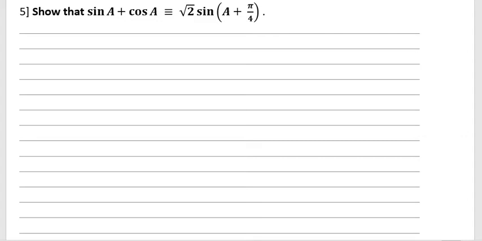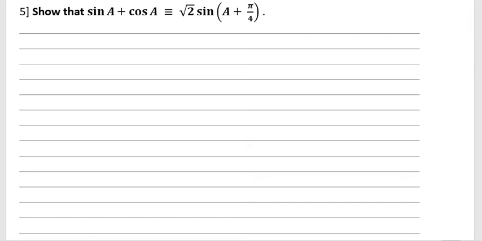Question 5. Show that sine a plus cosine a is equivalent to root 2 sine of a plus pi over 4. If the question says show that or prove that, it's the same. Sometimes this question will be the same if it says simplify. If it gives only one side and says simplify, it's the same solution, no difference.